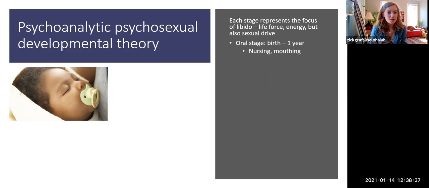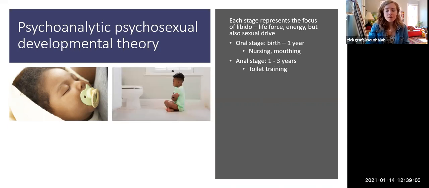So Freud believed that during this stage, the important part of development was learning how to nurse, learning how to put things in your mouth, learning how to eat orally. And this is actually true. This is the developmental stage where infants progress from only drinking breast milk to starting to eat solids and table foods. It is an important part of development, and it does have implications for certain eating disorders that we'll talk about later in the semester.